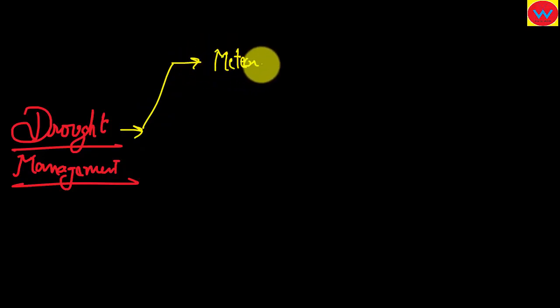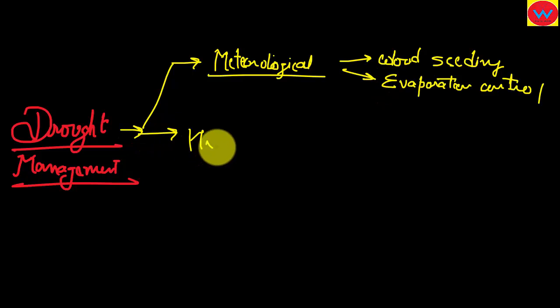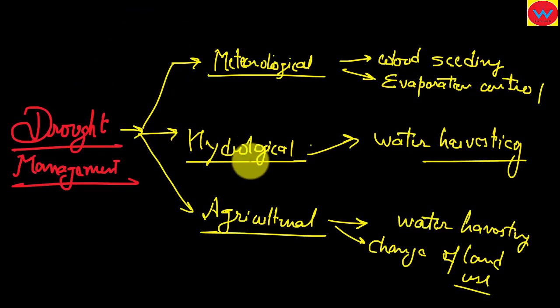Now we look at the different techniques of drought management. If you have meteorological drought, it creates a water cycle imbalance. So what are the different ways of tackling meteorological drought? You can do cloud seeding, for rainfall to occur. The most common technique is cloud seeding, and evaporation control. For hydrological drought, the consequence is a reduction of water supply.